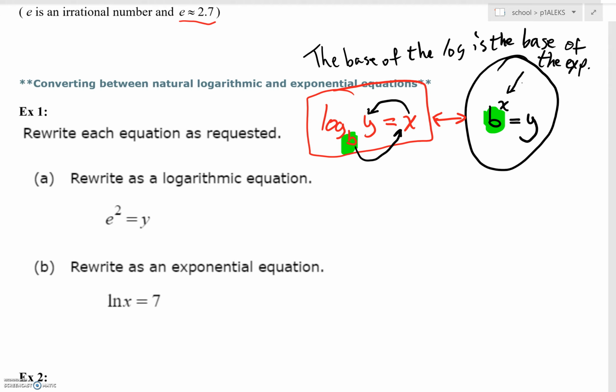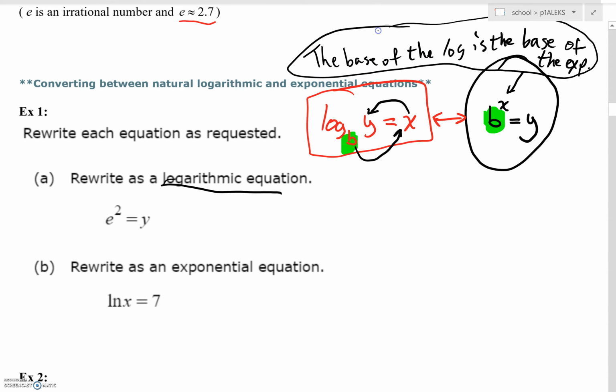So let's take a look at example 1. It says write as a logarithmic equation. We have e squared equals y. And the base of the log, like we said at the top of the screen here, is the base of the exponent. Well, the power, the exponent, is a 2. The base of that is e. So we really are going to write log base e. Now the 2 never goes inside the log. It's always equal to the log. The last piece of the puzzle is this y right here.